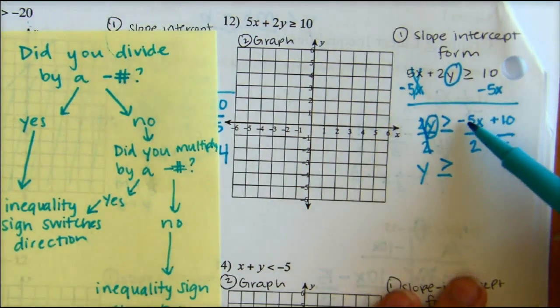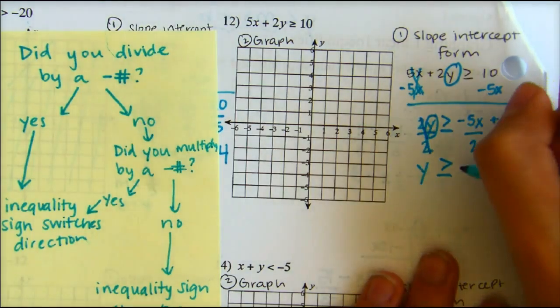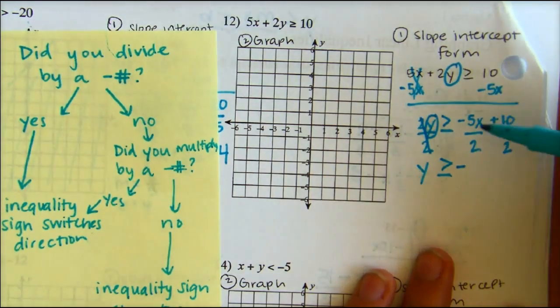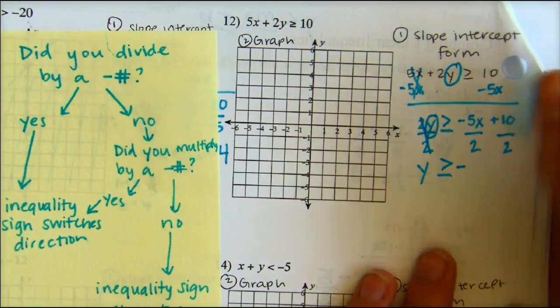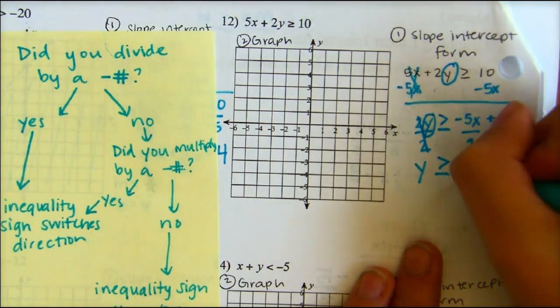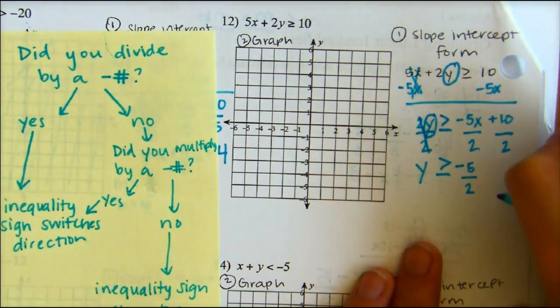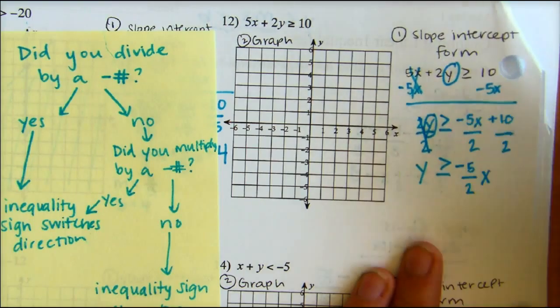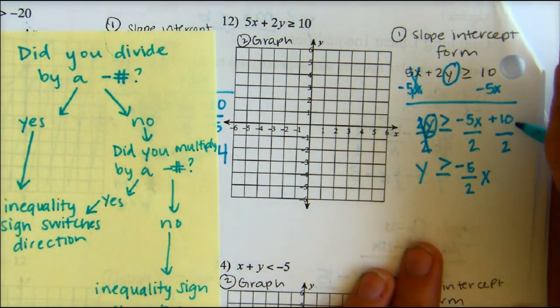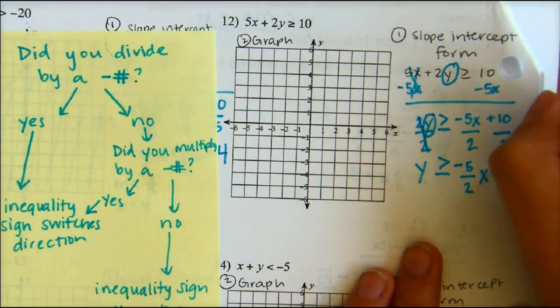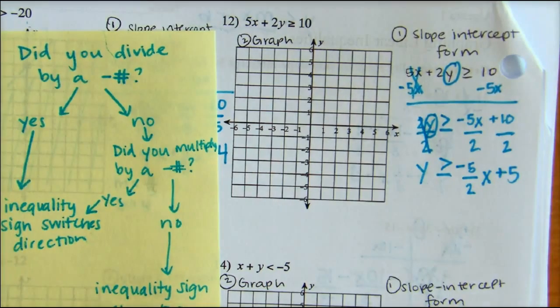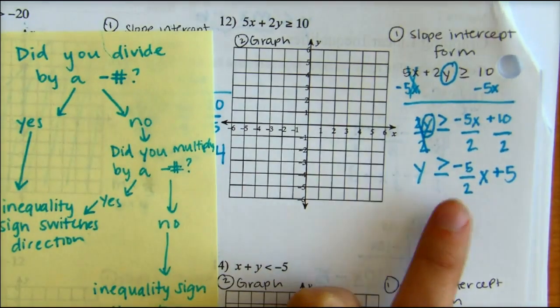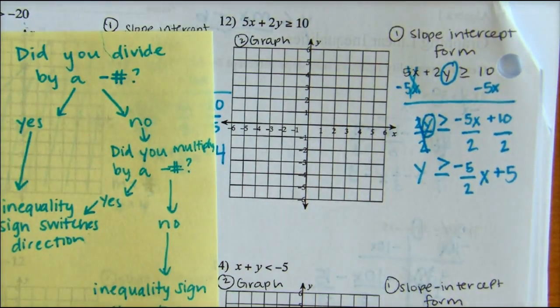Over here, a negative divided by a positive will leave me with a negative number. And I have 5, 2 can't go into 5, so I'm going to write it as a fraction. 5 over 2. Then I'll have my x. 2 goes into 10 5 times, so I'll have a plus 5 at the end. My inequality is now in slope-intercept form, so I can graph it.